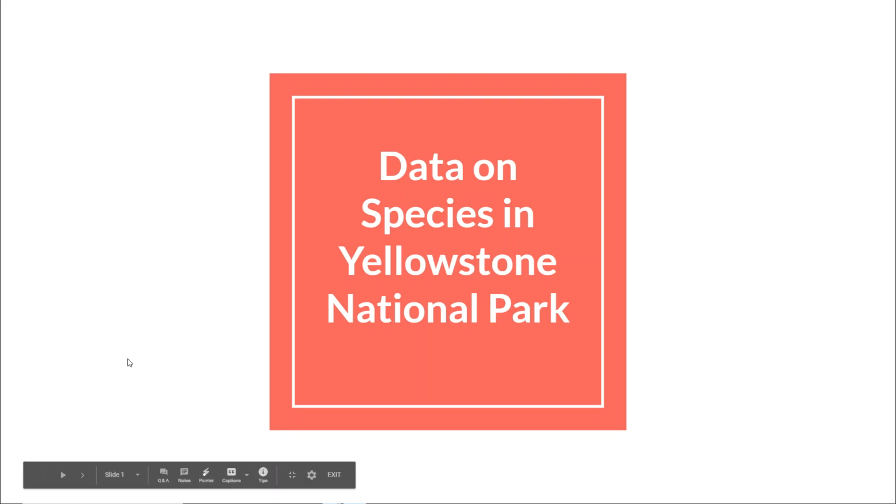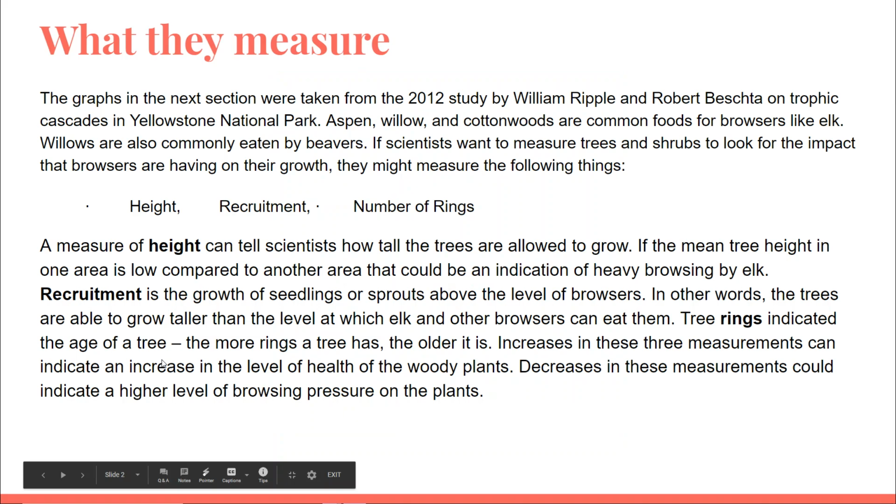So let's take a look at some of the data that scientists have collected about species in Yellowstone National Park. One of the important species they're studying is the plants and trees because of their impact on erosion and deposition and the changing of the landscape. So we're going to look at some graphs in the next few sections.